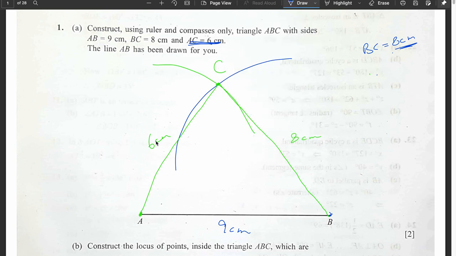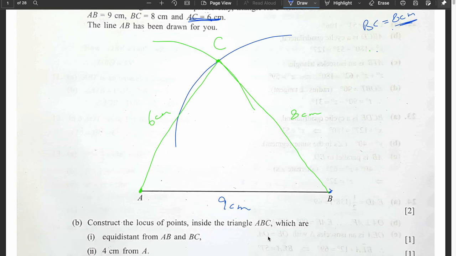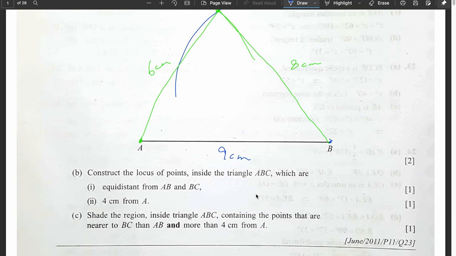The line AB has been drawn for you. Construct the locus of points inside the triangle ABC which are equidistant. Now see, every question you see will revolve around these 3 things: point, 2 points, or 2 lines. Locus of point is circle. Locus of 2 points is perpendicular bisector. Locus of 2 lines is angle bisector. Now this first part says equidistant from AB and BC. Which case is this? First, second, or third?